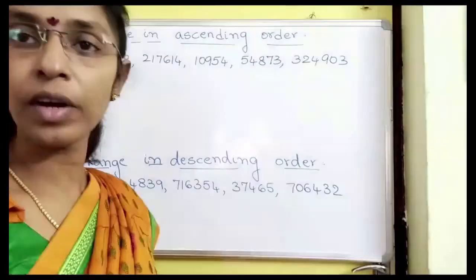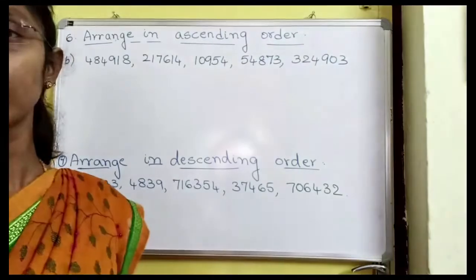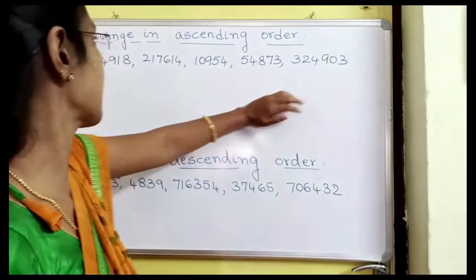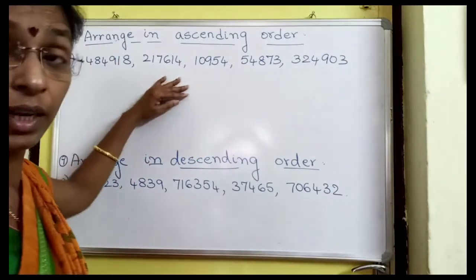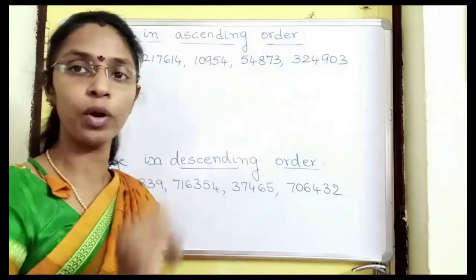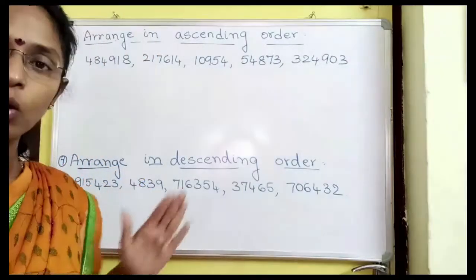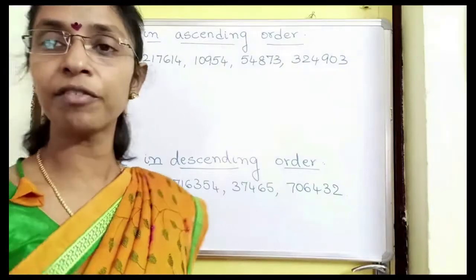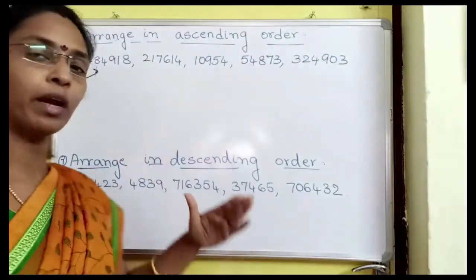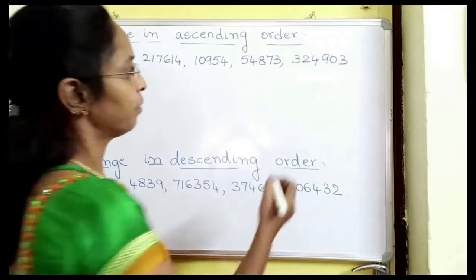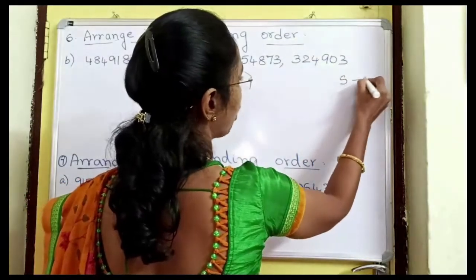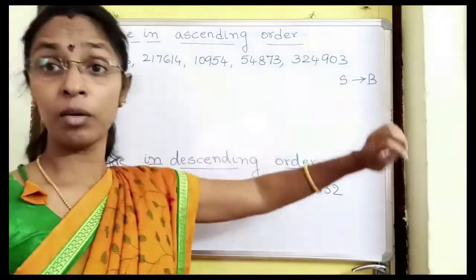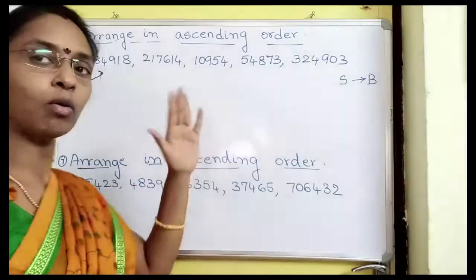Now let us do our next question, children: arranging the numbers in ascending and descending order. See the question which is given here. He is asking you to arrange the given numbers in ascending order. Ascending means going up, from a small number to a big number. You have to write from the smaller number to the bigger number. Ascending means small to big.